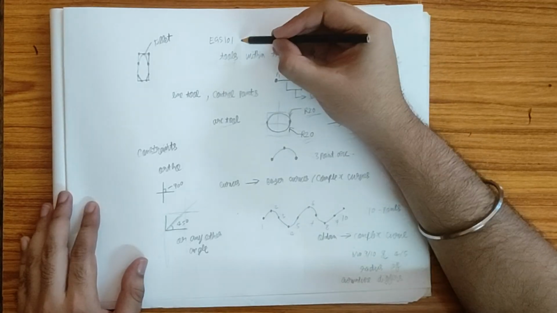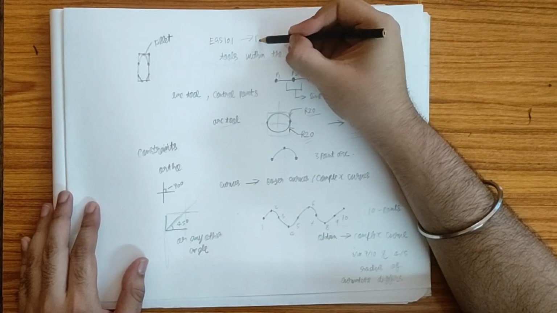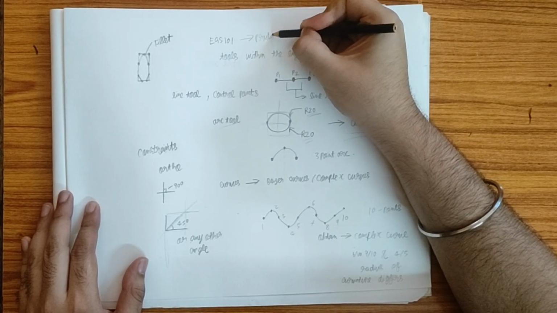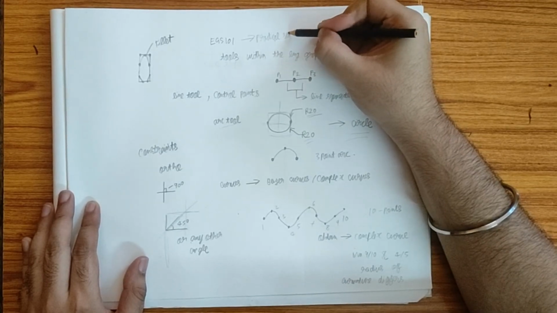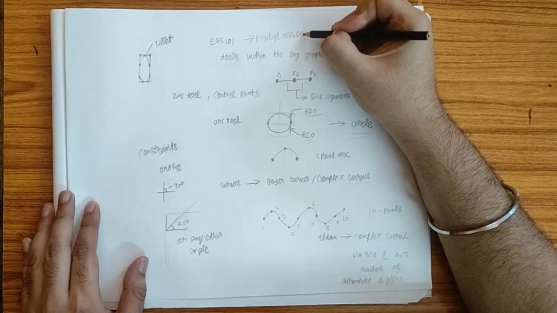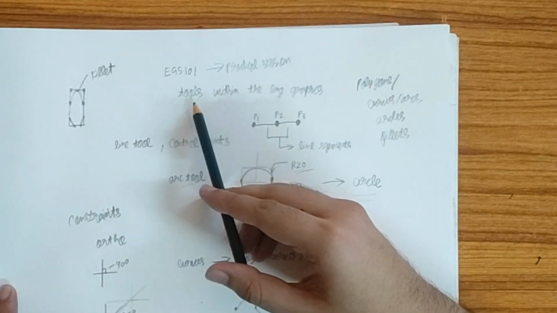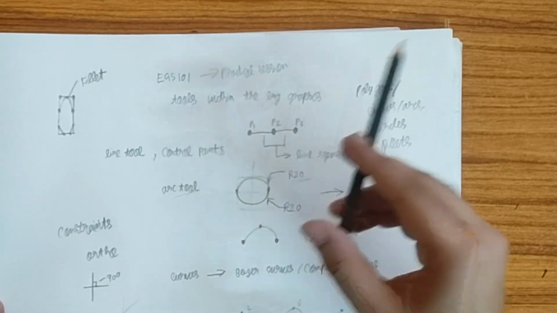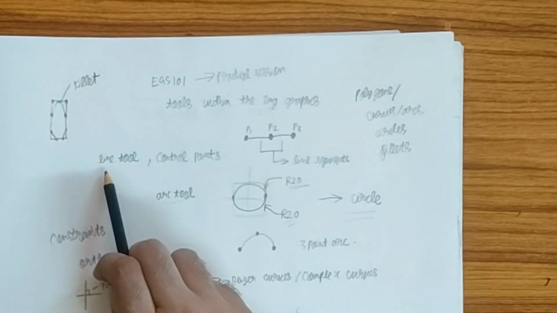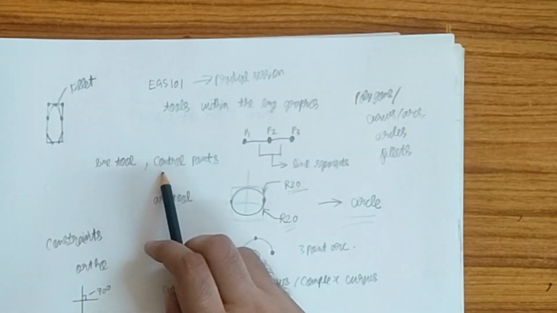So hello everyone, we are back on our drawing board. As we were discussing engineering graphics 101, this is the practical session. In here we are going to discuss the tools within engineering graphics. We will talk about the line tool first and the concept of control points.